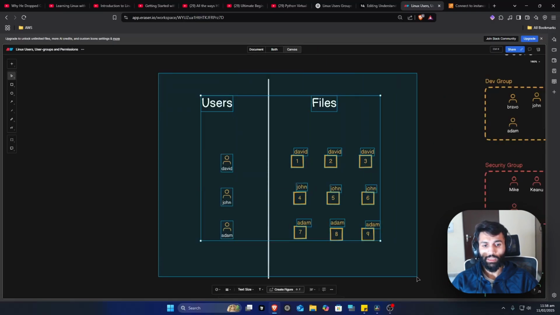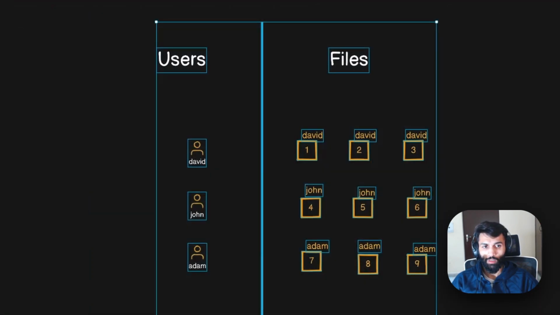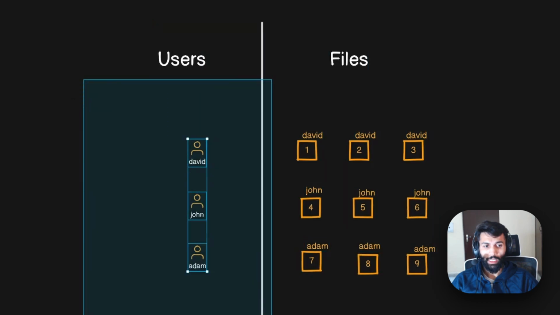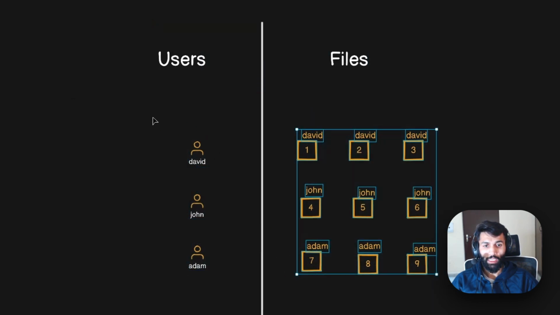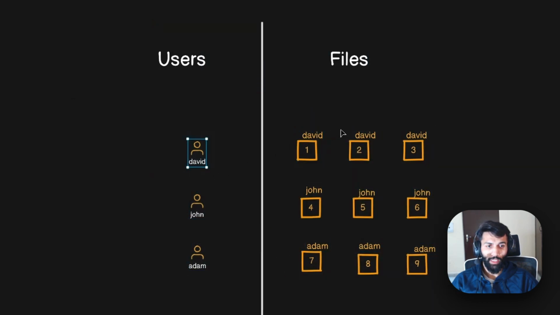Let's take a look at this example to understand this better. Here we have a bunch of users and some files. In Linux, when you create a file, the file is associated to your user. So suppose if David creates a file, the file will be associated to the user David. But the file is not only associated to a user, it's also associated to a group.